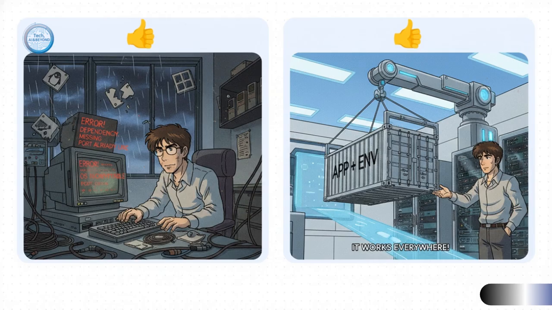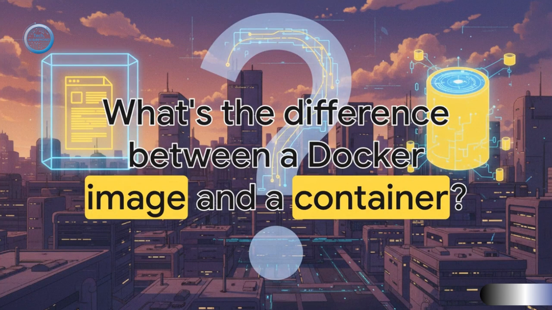A container, as you see on the right, packages up the application and its entire environment, all the code, libraries, configurations, into one single standard unit. And the result? The environmental drift is eliminated, that friction between teams disappears, and "it works on my machine" finally becomes "it works everywhere." So to really see how this works, we need to quickly understand the difference between two core concepts: an image and a container.